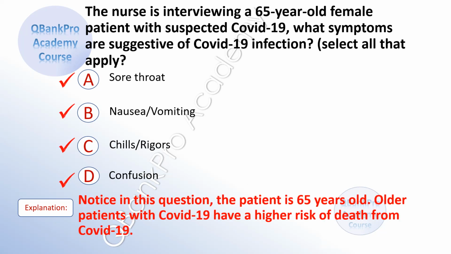The correct answer is sore throat, nausea, vomiting, chills and rigors, and confusion. Explanation. Notice in this question, the patient is 65 years of age. Older patients with COVID-19 have a higher risk of death from COVID-19.